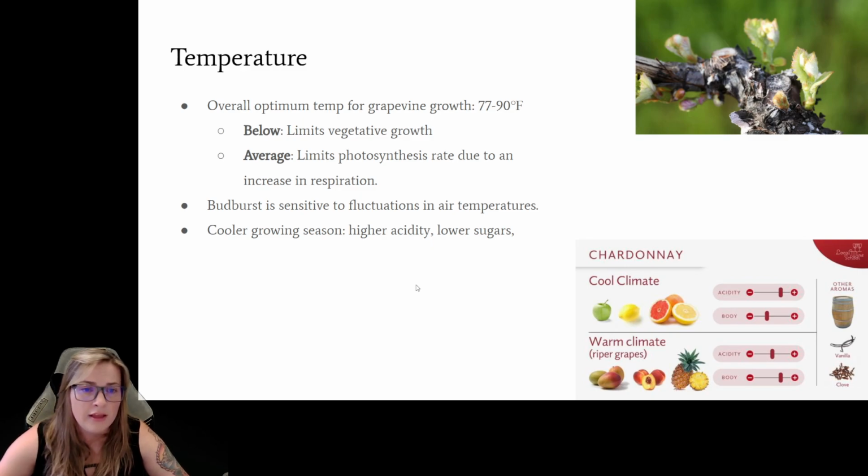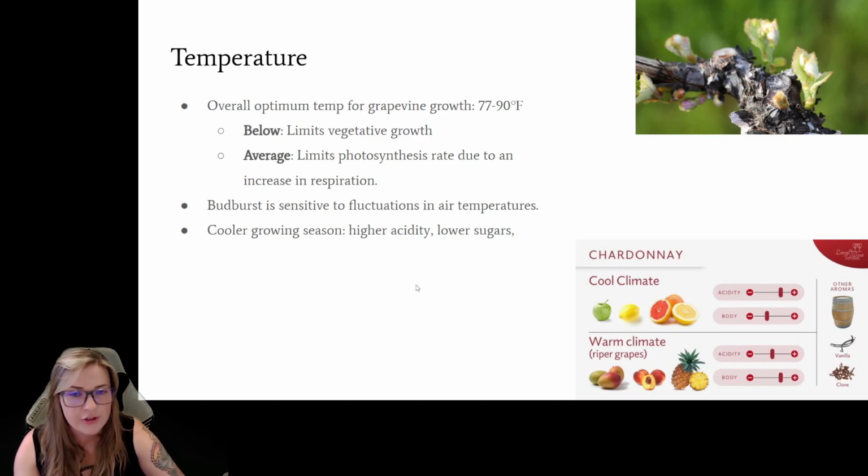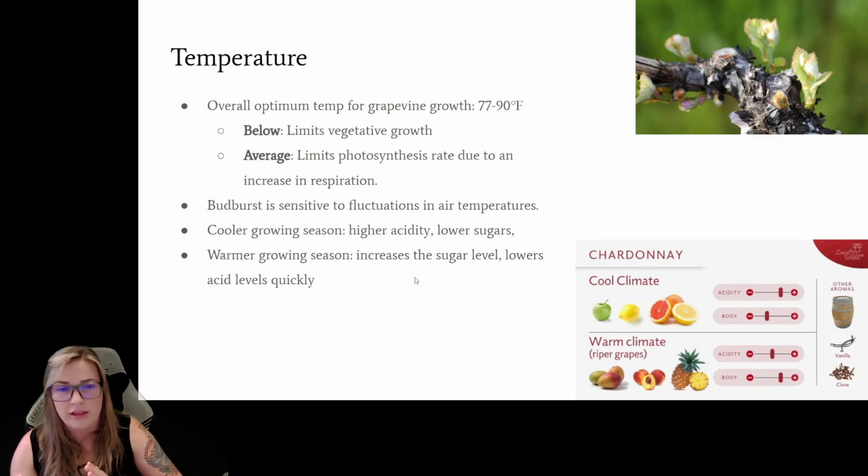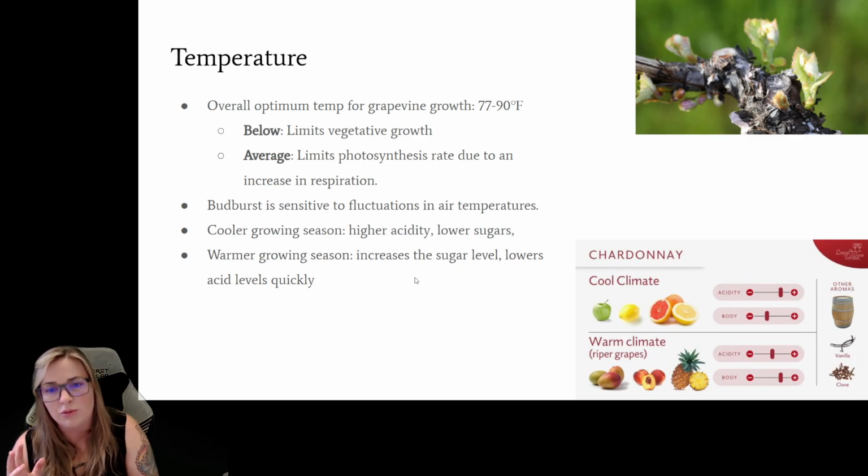Typically, if you have a cooler growing season, you'll have higher acid in your grapes and lower sugars. If you have a warmer growing season, generally speaking, you'll see higher levels of sugar and lower acid levels. So that's just how it kind of works out. With warmer temperatures, sugars increase very quickly and acids metabolize quickly. When it's a little bit cooler, we can retain some of that acid and the sugar doesn't get out of hand.